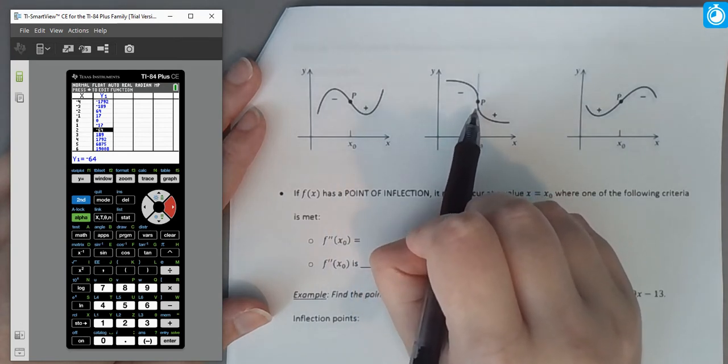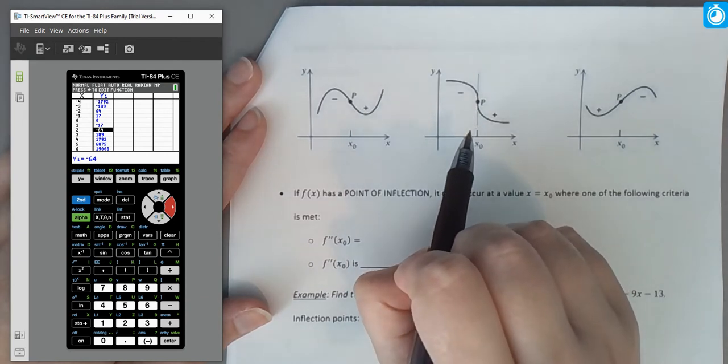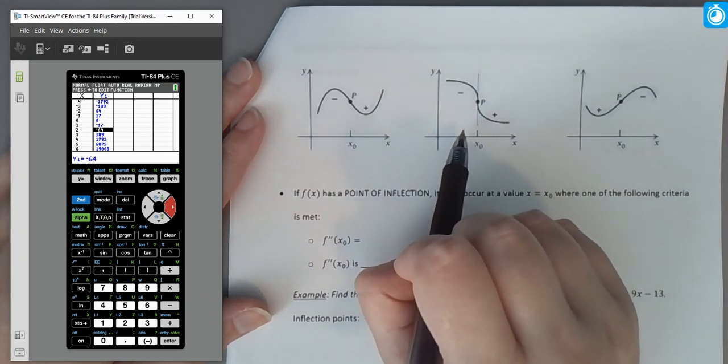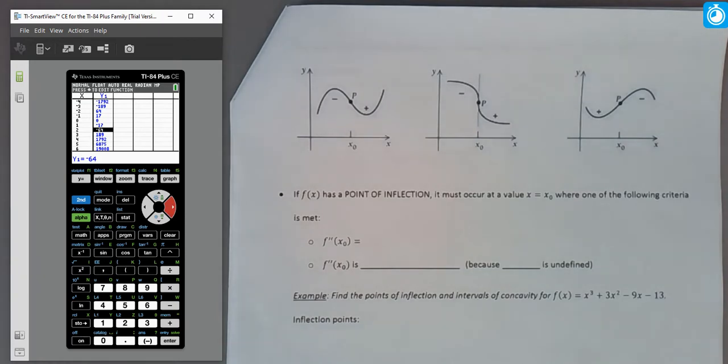So although this is a key point where things change on the graph, this is a location where the first derivative would be undefined, hence the second derivative would be undefined as well. So how do we find these points of inflection? Well, we find them in basically the same way that we find our critical values, our critical points, except we're using the second derivative rather than the first derivative.